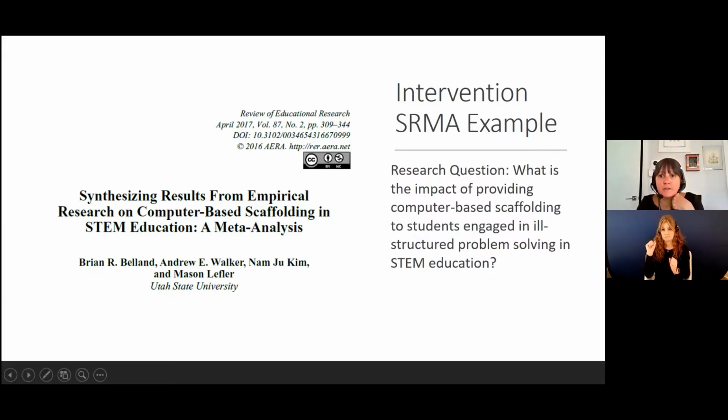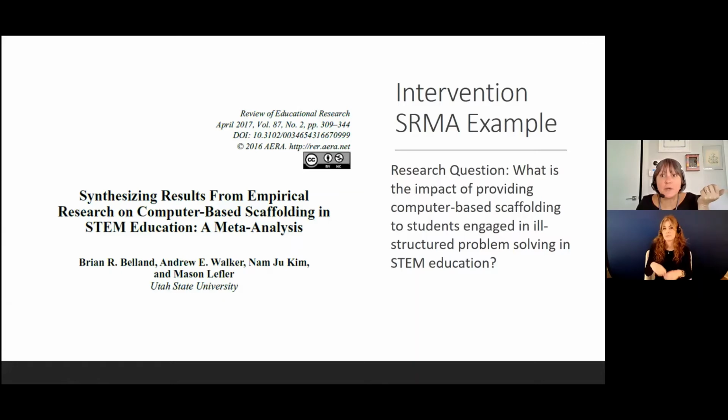So their particular research question is, what is the impact of providing computer-based scaffolding to students engaged in ill-structured problem solving in STEM? So their question is really about the effectiveness of computer-based scaffolding. So this is a classic intervention example for systematic review and meta-analysis.